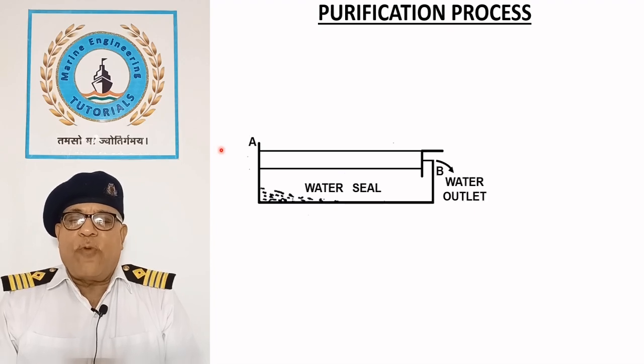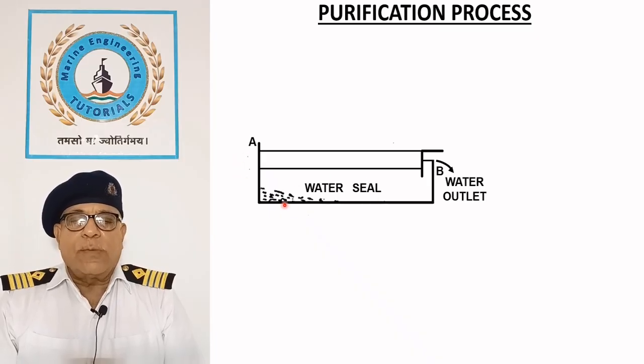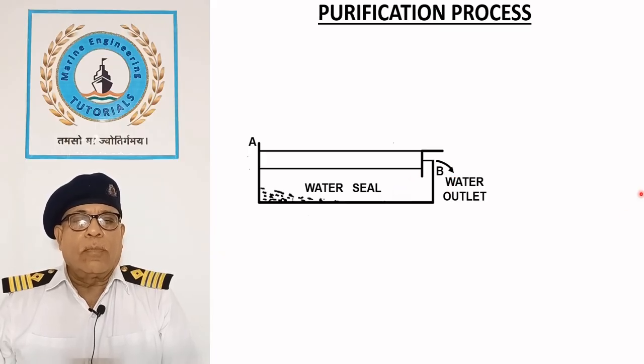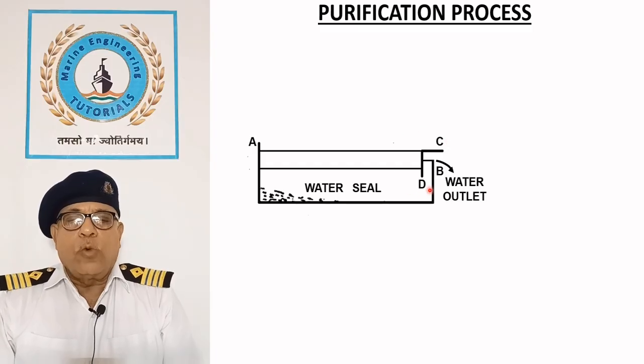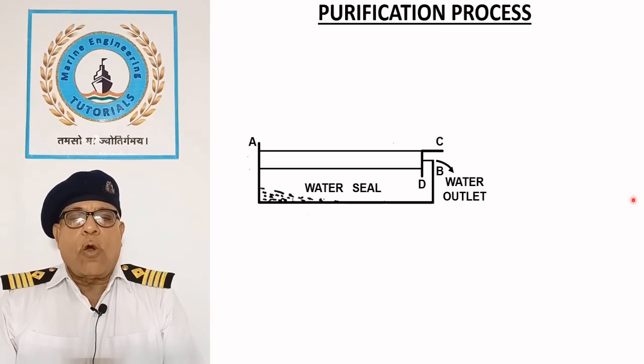The operation of a purifier requires a water seal to be formed first. Thus, sealing water is supplied from inlet A until it starts overflowing from the water outlet B. Now, a weir CD is provided to arrange two liquid outlets B and C. The weir is commonly known as dam ring or gravity disc.